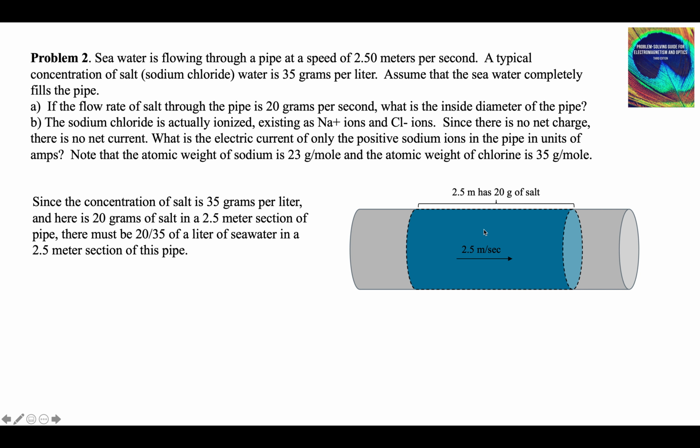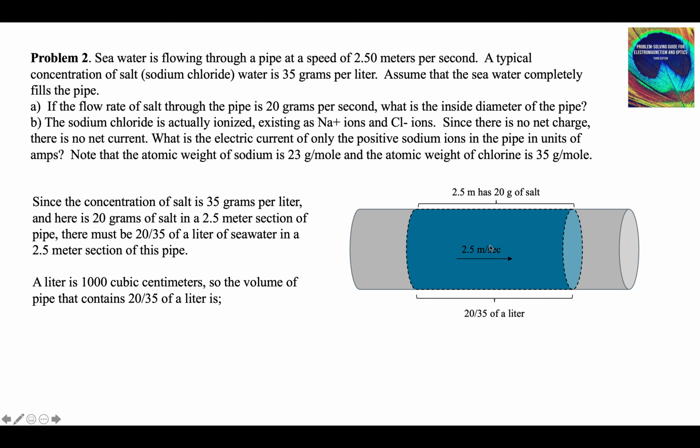there's 20 grams in here. There's 35 grams in a liter. This section of pipe, this blue section, must contain 20/35 of a liter. That volume is 20/35 of a liter. We can calculate this volume in cc's just by converting the units. There's 1,000 cc's in a liter. So this volume is 572.4 cubic centimeters, and this volume contains 20 grams of salt.